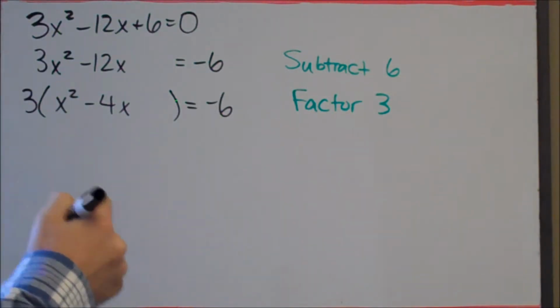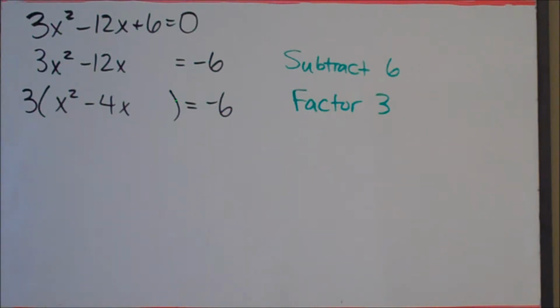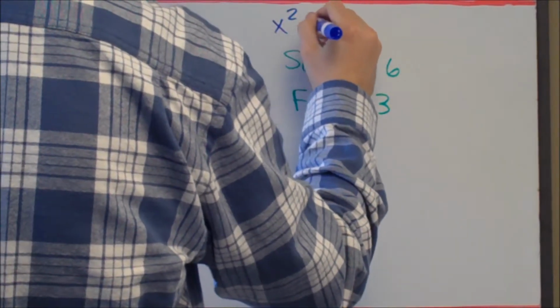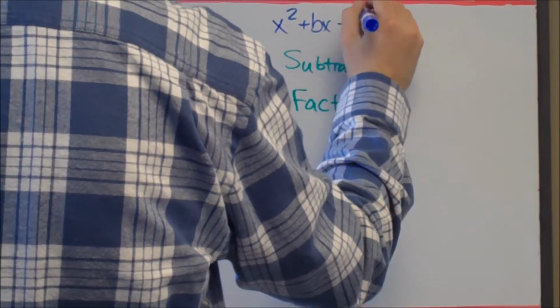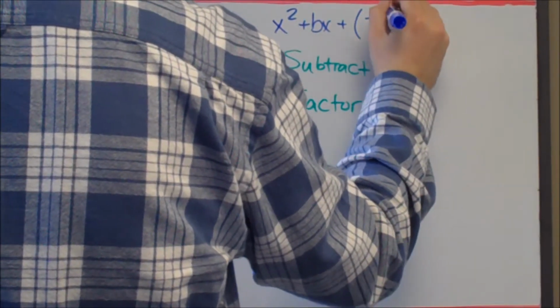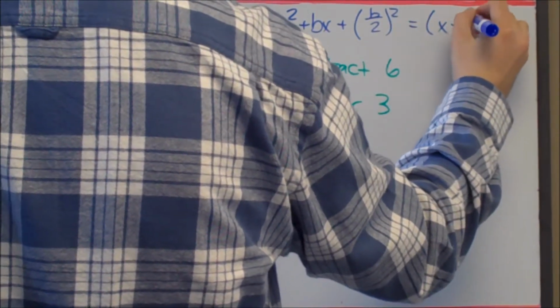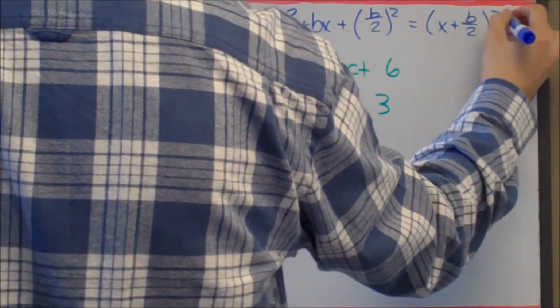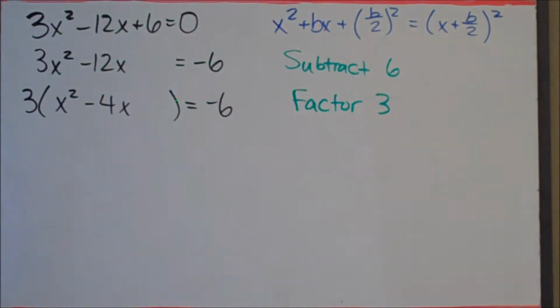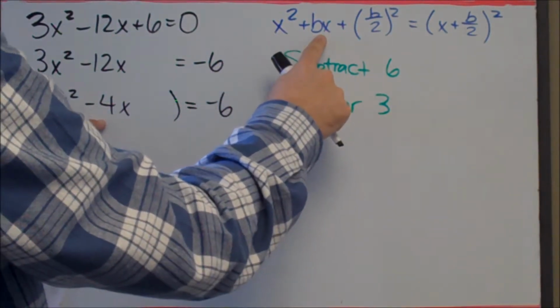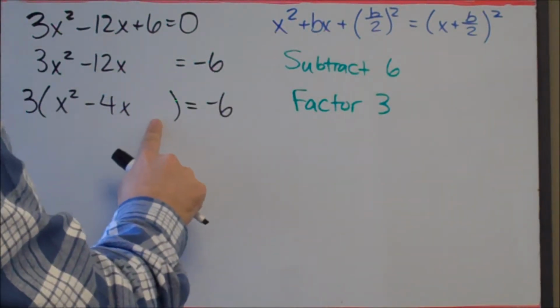So now comes the important part where we complete the square. And there's a formula that says x squared plus bx plus b over 2 squared is equal to x plus b over 2 quantity squared. So we have to figure out what this term is. We already have our x squared and we already have our bx, so we need to add this right there.